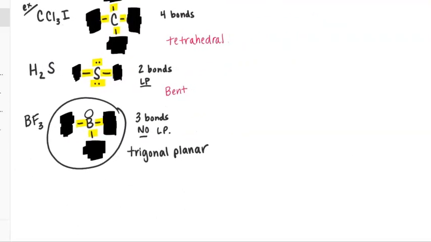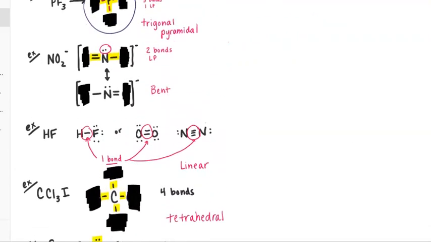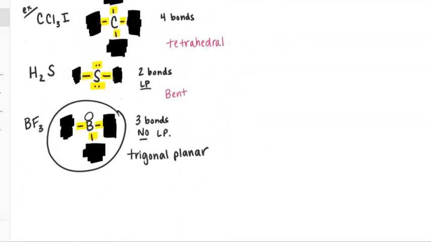All right, and that is a bunch of examples of how we determine shape based on looking at the dot structure. Good luck working on your packet with all of the problems that are similar to this.